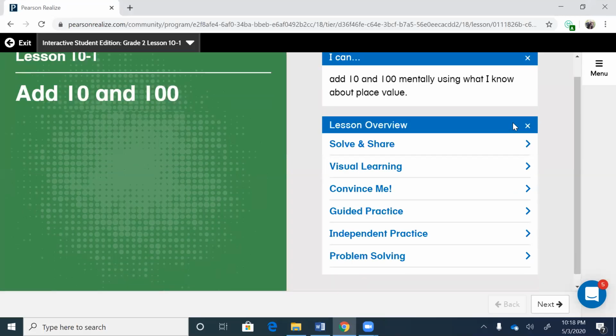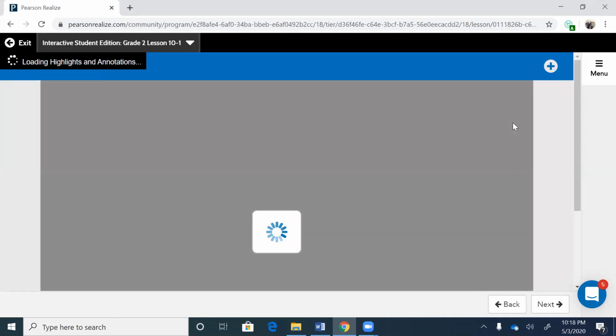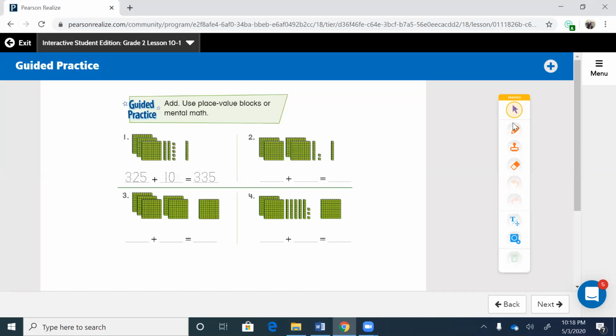So remember, our learning goal is to add mentally with 10 and 100. Now we're going to practice. The first one is already done for us. All right, so here we go for number 2.